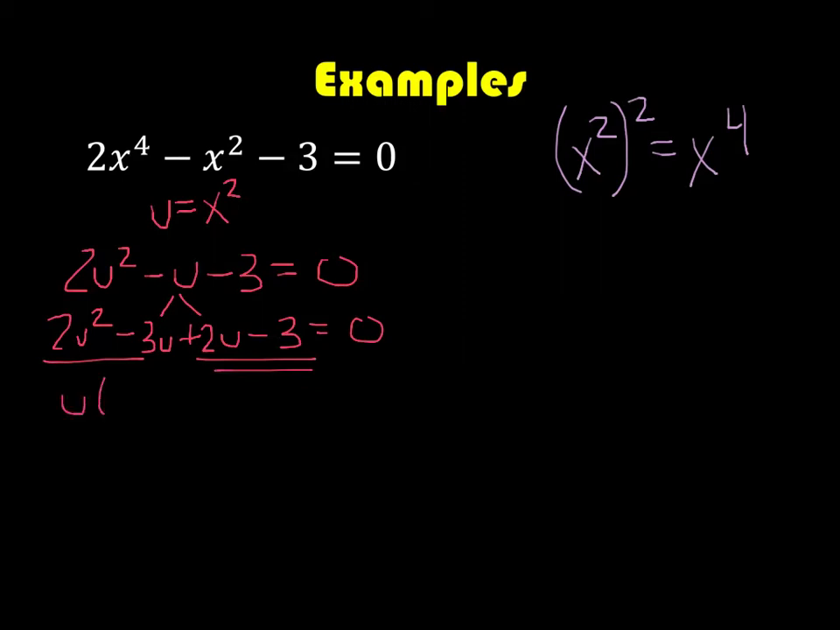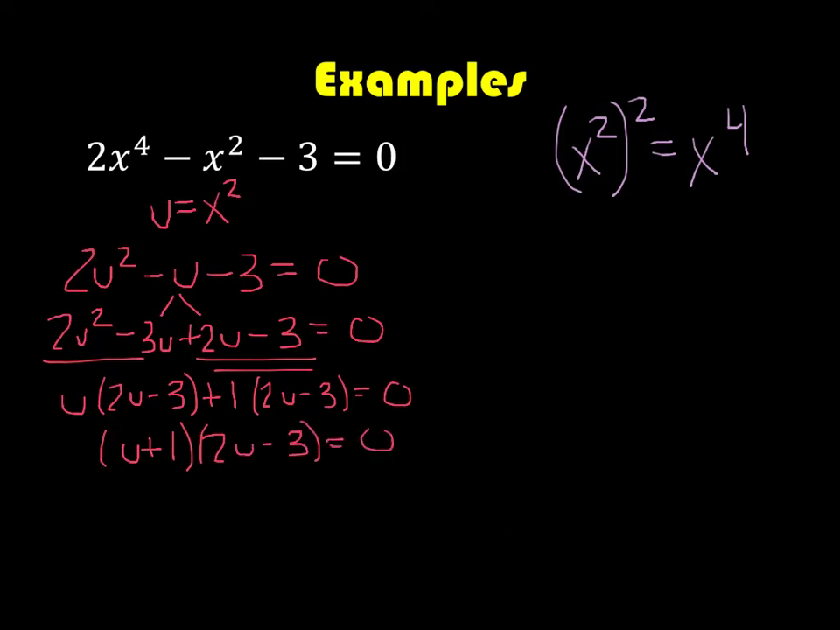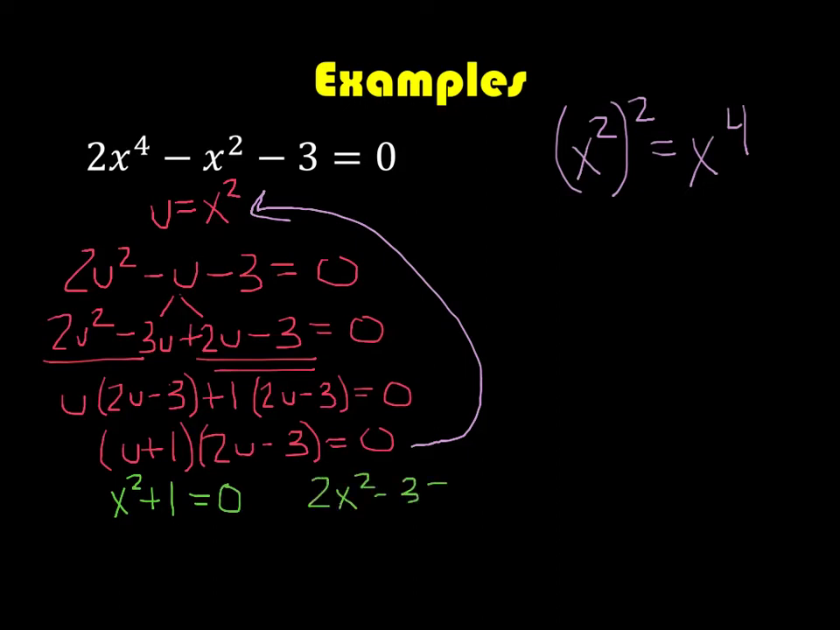So I factor out a u, I'm going to get 2u minus 3. Factor out a +1, I get 2u minus 3. So when I go to rewrite it, I'm going to get u plus 1 times 2u minus 3 equals 0. So now we have to go back and look. Okay, what was your u? Well, my u was x squared, so I have to rewrite the problem. So if I rewrite it, it's going to be x squared plus 1 equals 0, and then 2x squared minus 3 equals 0. Now you're just going to solve those individually.